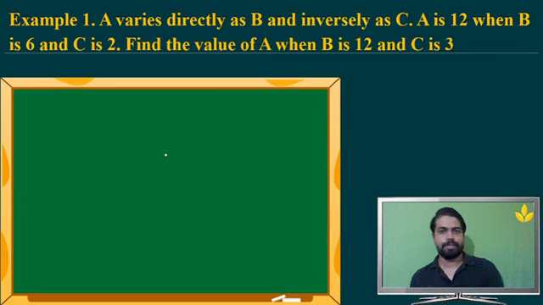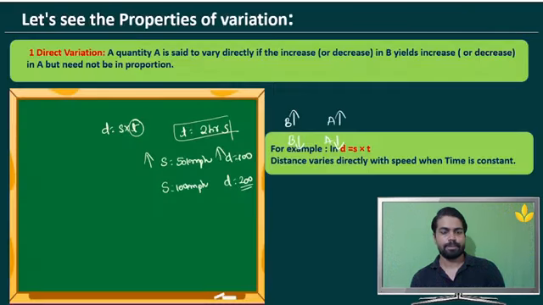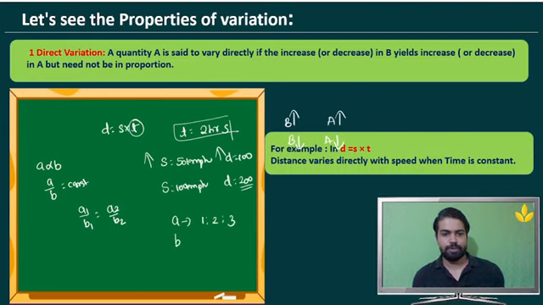Let's see how they are connected. If A is directly proportional to B, we can write it as A by B is equal to constant. That means the ratio remains the same: A1 by B1 is equal to A2 by B2. For example, if A is doubled or tripled, B will also follow the same ratio, 1:2:3. So I can say the relation is constant. If in any case one of them is missing, I can find it out using this formula.